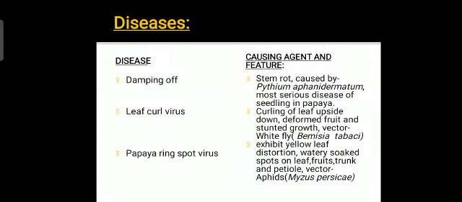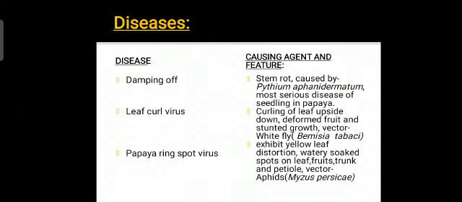Talking about the diseases of papaya, first is damping off or stem rot, which is caused by Pythium aphanidermatum and is the most serious disease of seedlings in papaya. Next is leaf curl virus, and the symptoms are curling of leaf upside down, deformed fruit and stunted growth. The vector of this virus is whitefly or Bemisia tabaci.